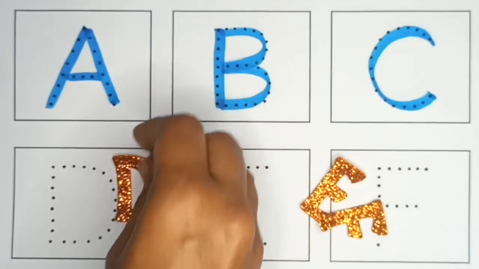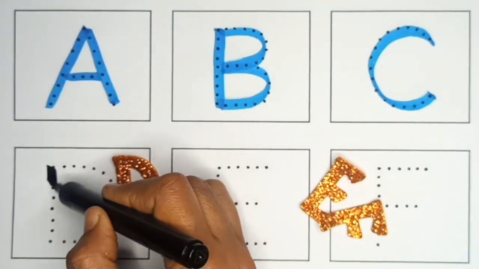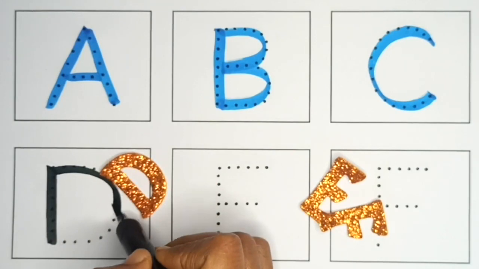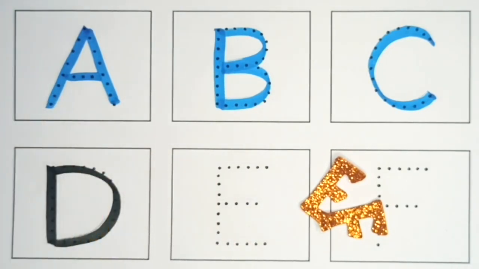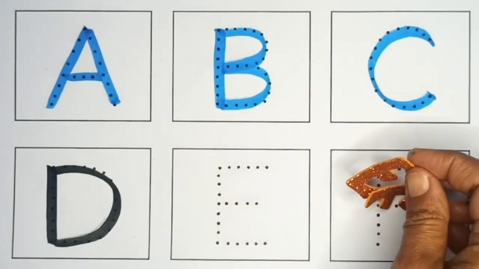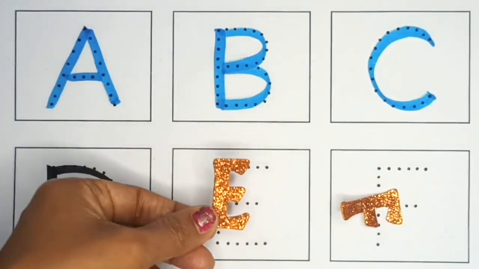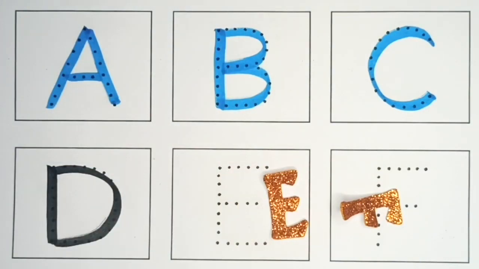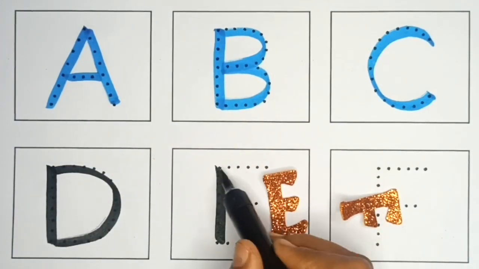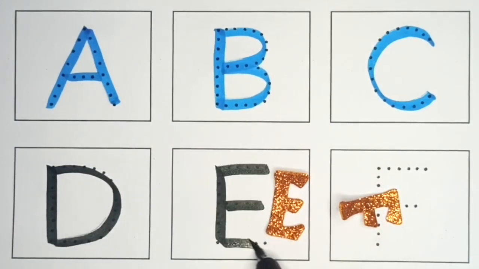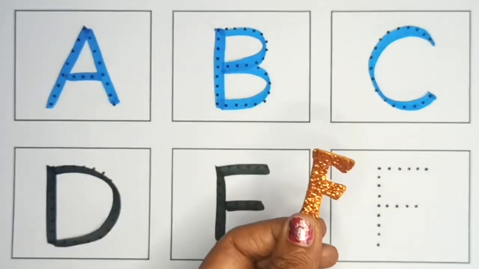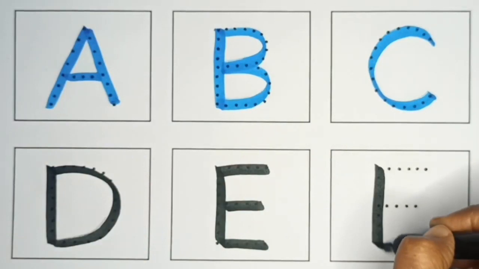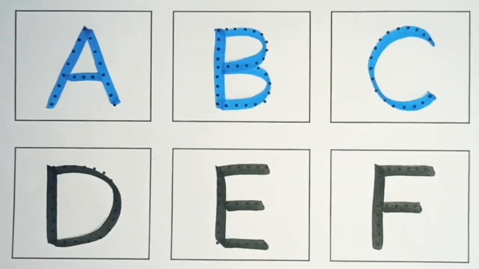D for dog. E, E for elephant. F, F for fish.